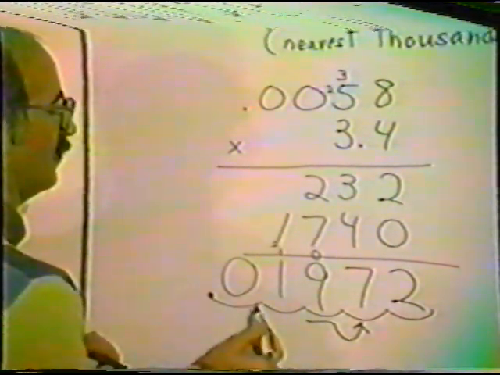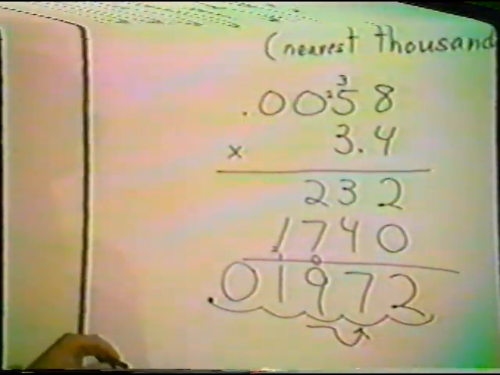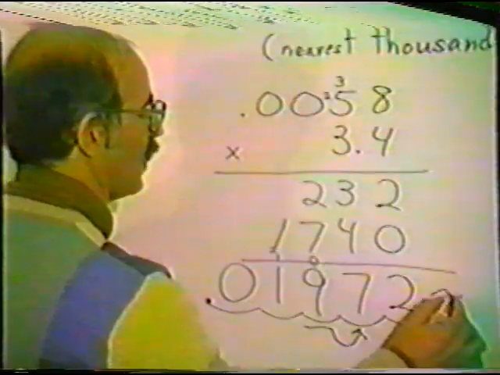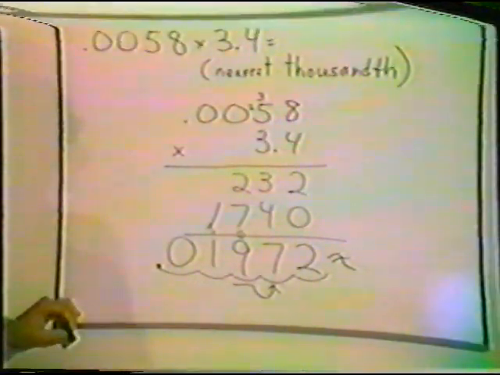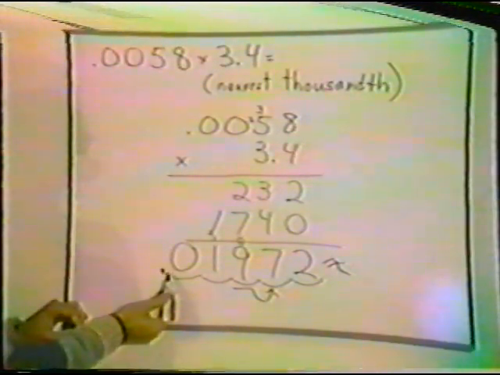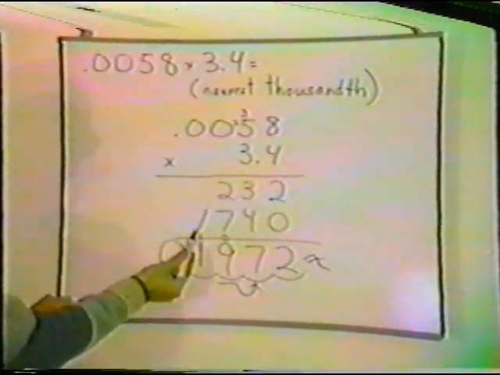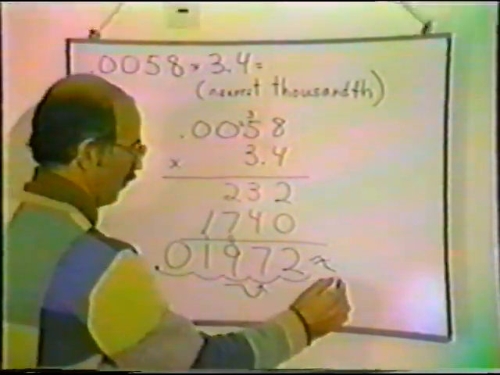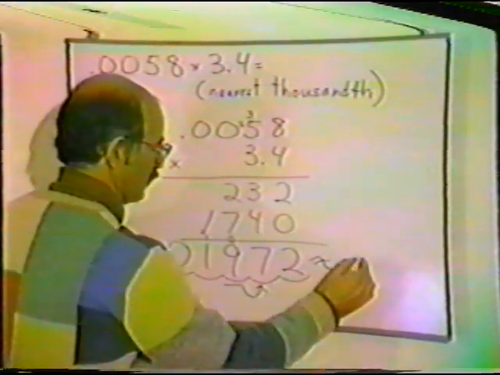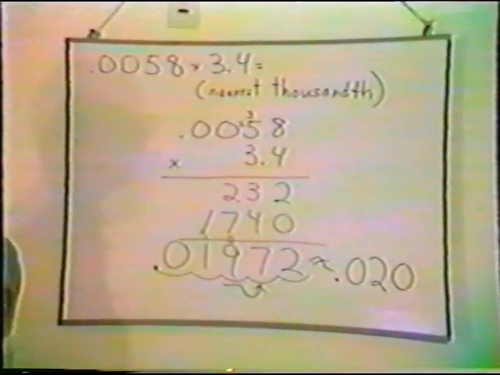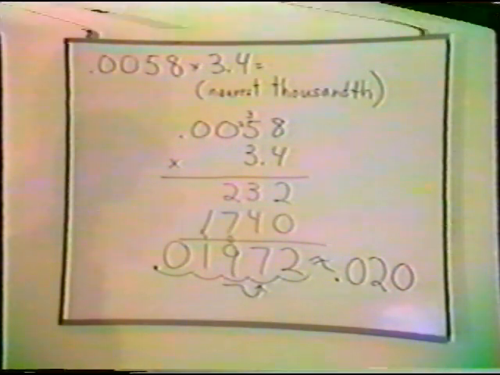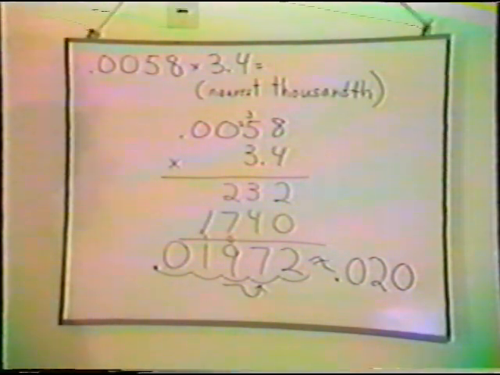Now, very carefully, tell me what to write number by number as you read across. Point 0, 2, 0. 0.020. Please read me that answer. 20 thousandths.